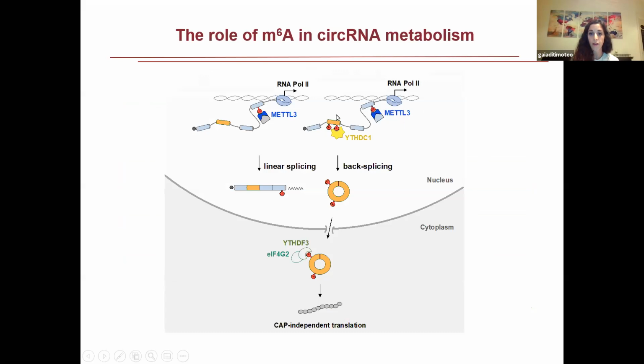So basically, we have the precursor molecule. It can be marked by m6A. YTHDC1 can mediate the backsplicing of a fraction of circular RNAs. And once in the cytoplasm, translated circular RNAs can be helped in translation by these two factors.